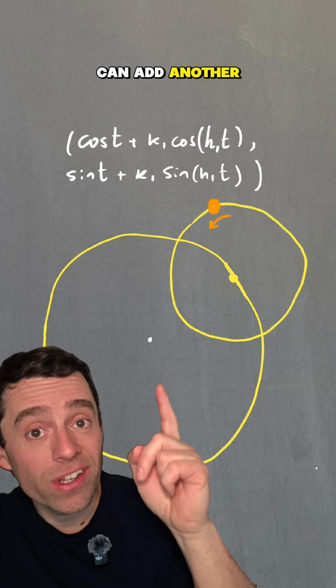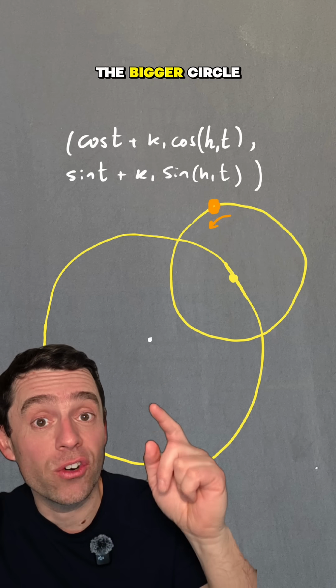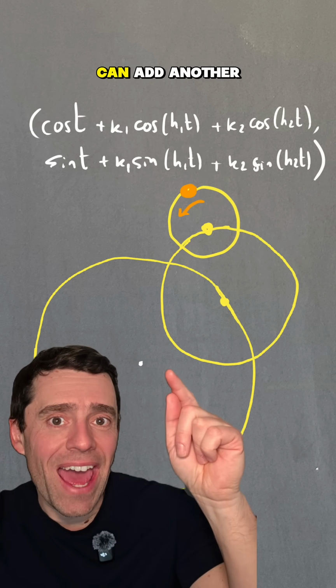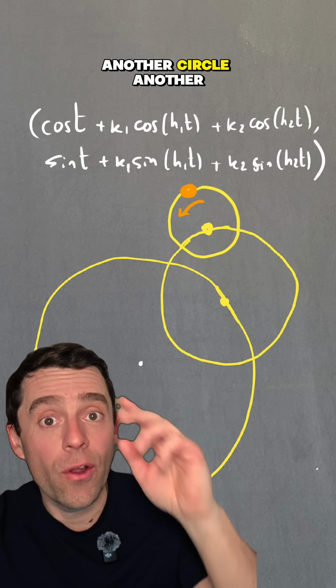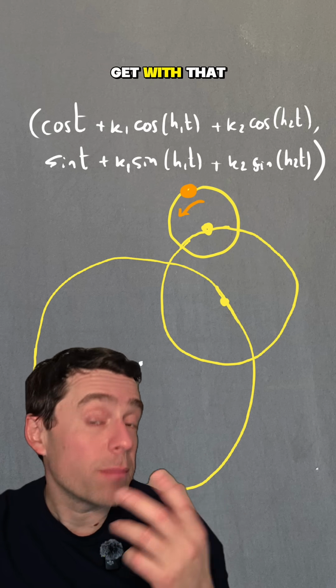Epicycles is the motion that you get when you go around in a circle, but then you can add another circle to that motion. So the object going around in the bigger circle is also going on a circle, and then you can add another circle, another circle, another circle, and see what kind of motion and graphs you get with that motion.